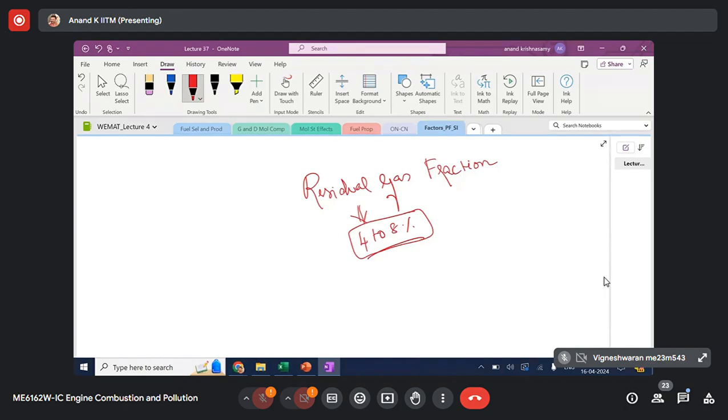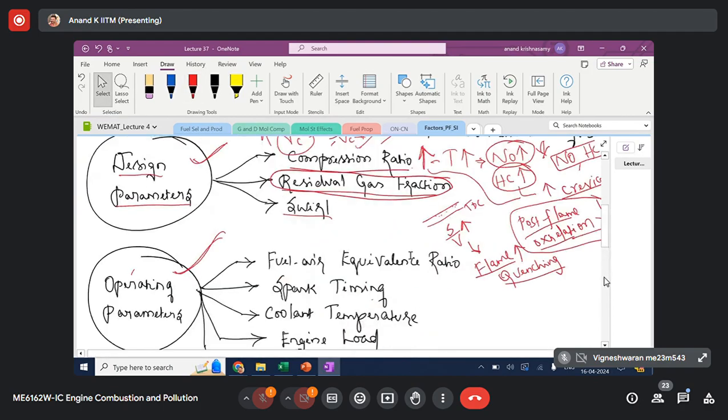Okay, there will be some 4 to 8%. It's in a range, as you could see. Okay, this you cannot eliminate. So there is some product of combustion remaining in the cylinder at the end of one cycle. Okay, so this is what we are talking about, this residual gas fraction.